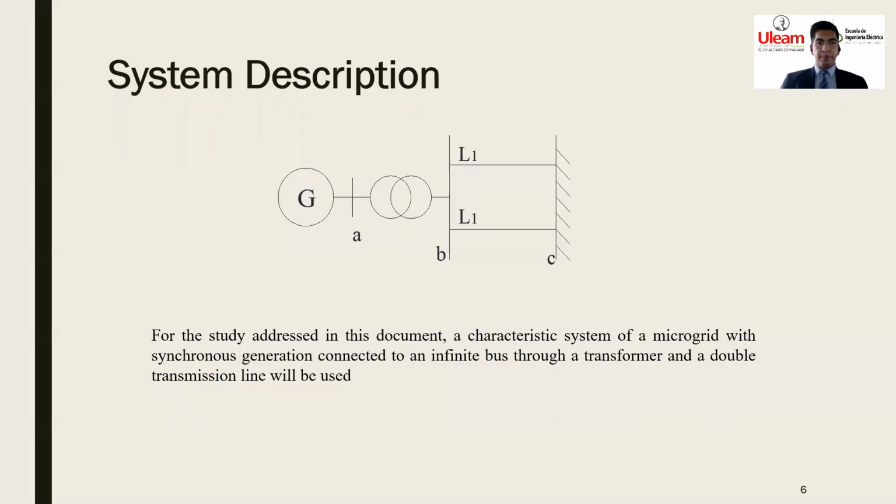System description. For the study addressed in this document, a characteristic system of a microgrid with synchronous generation connected to an infinite bus through a transformer and a double transmission line will be used, as it can be seen in the present picture.